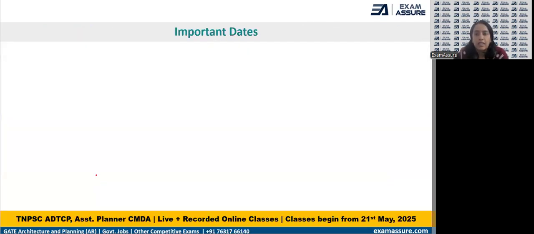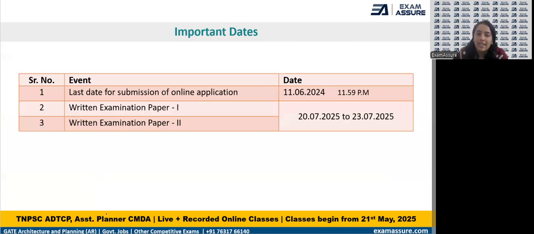So the last date for filling the online application form is 11th of June. The tentative dates for paper 1 and paper 2 are between 20th to 23rd July 2025.